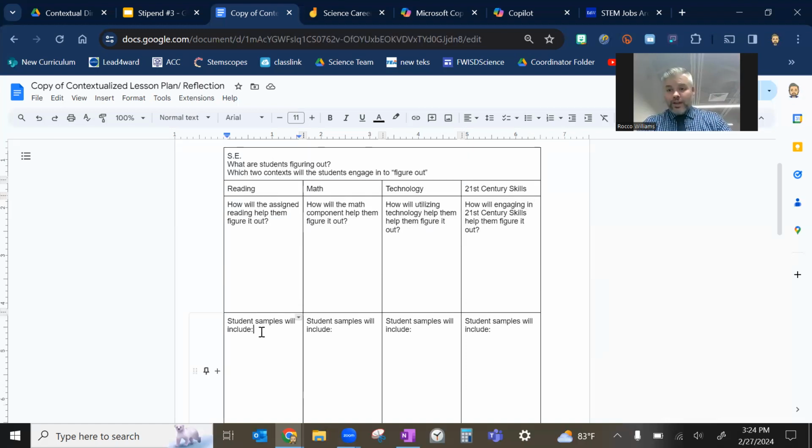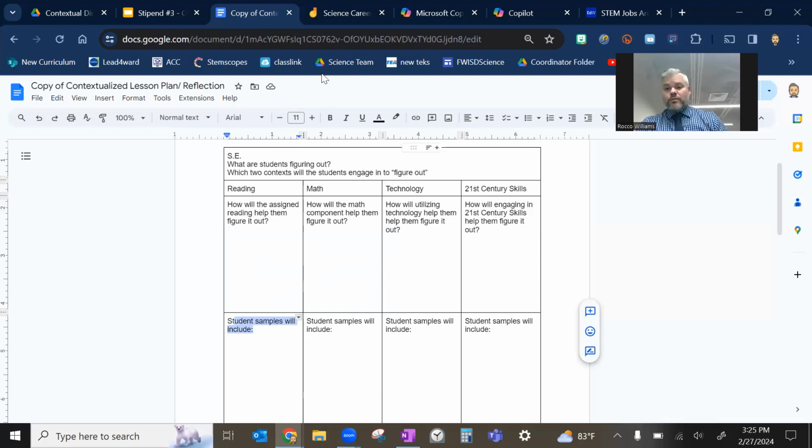And then as part of your plan, you'll put, what will your student samples of those contexts be like? So if they're going to read, are they going to do a talk, read, talk, write? Then you wouldn't put the student samples here. You would just say, okay, here's what I'm going to collect to show my student work of the reading that they did or the math or how they use their technology. So this is just the plan, okay?